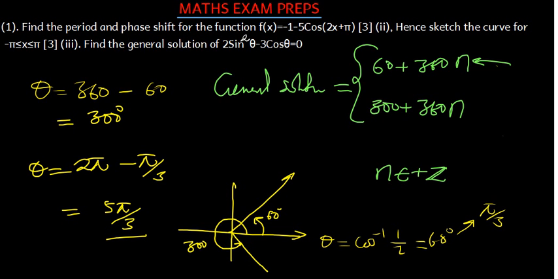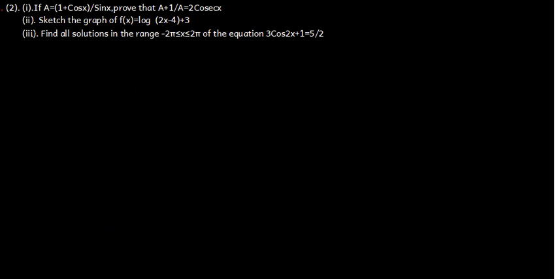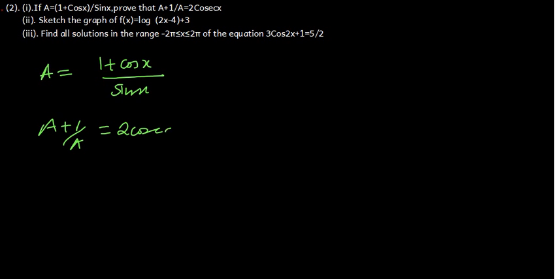Then consider this one. If a is equal to 1 plus cos x divided by sin x, so they've given us that a is 1 plus cos x divided by sin x. Now we want to prove that a plus 1 over a is equal to 2 cosec x.